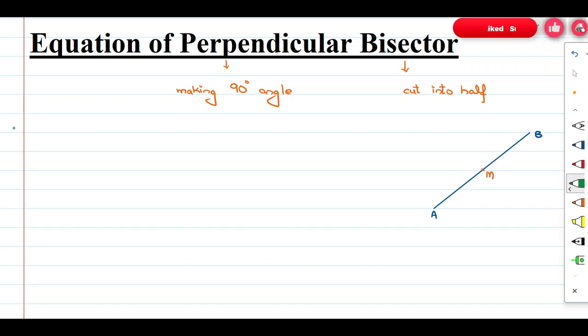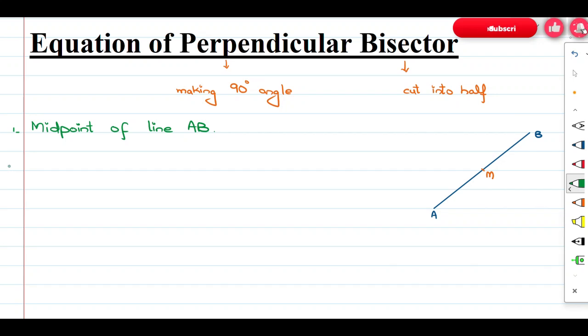So in step 1, midpoint of line AB. This is my first step because we need to bisect it. We need to cut the line into half. The midpoint of the line AB.